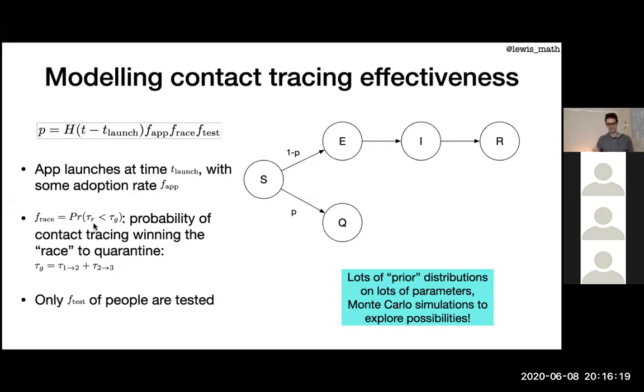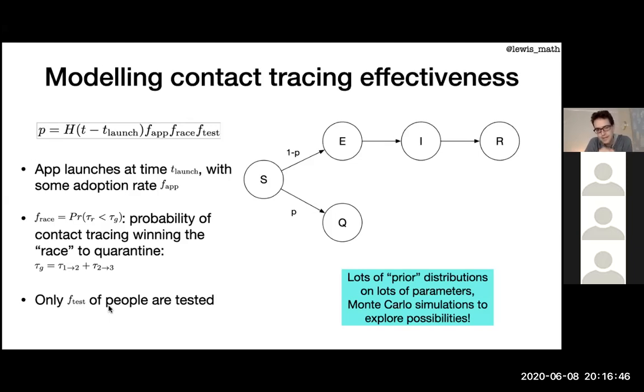So with some probability, you contact trace susceptibles faster than the generation time, faster than the time to infect somebody else, and then you move them into quarantine at some rate.